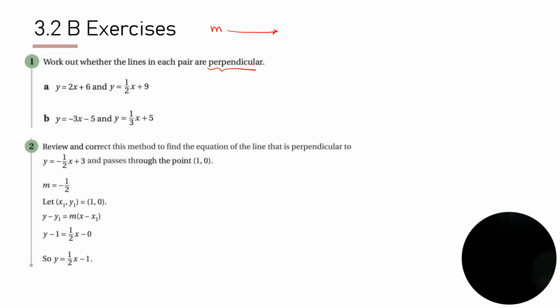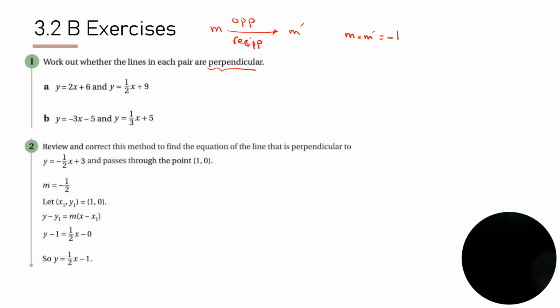So if I have the gradient of one line and I make it opposite and reciprocal, therefore I will have m prime, which is the gradient of the perpendicular line. One property about perpendicular lines is that if you multiply m and m prime, you will get -1. The gradients of perpendicular lines, multiply them, you will get -1.